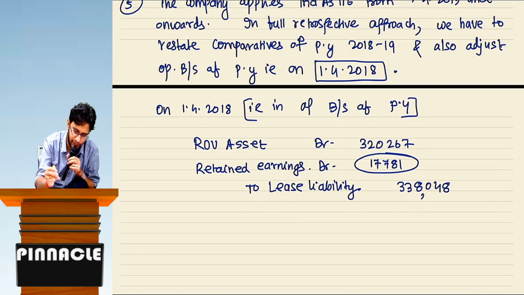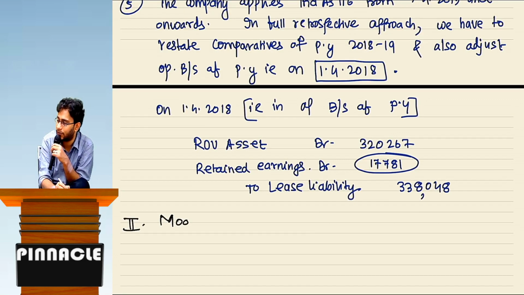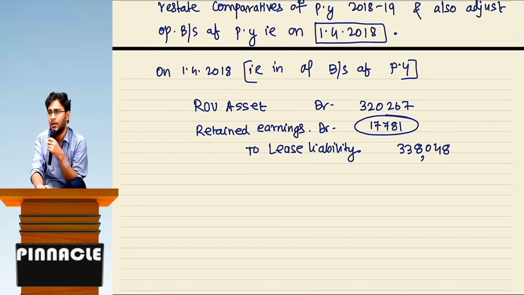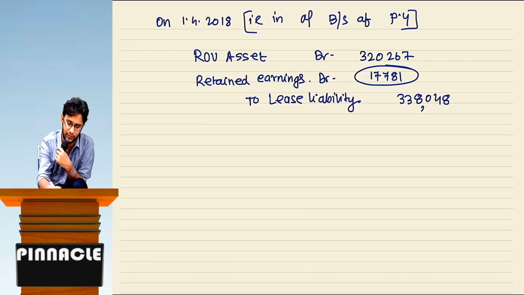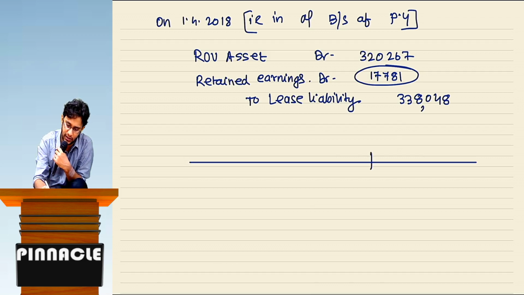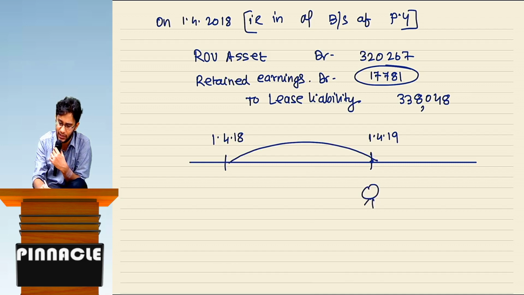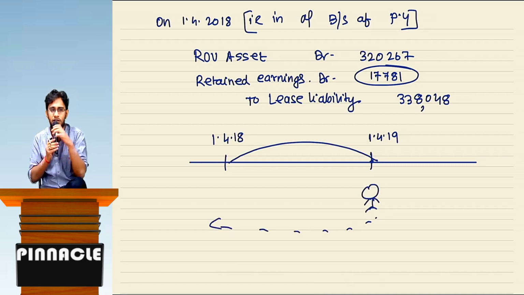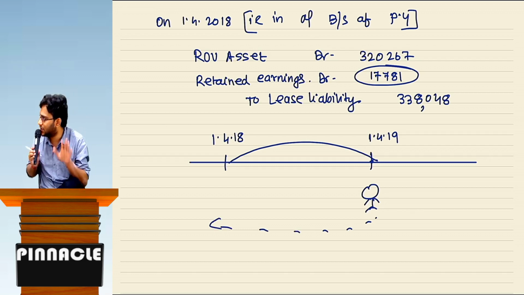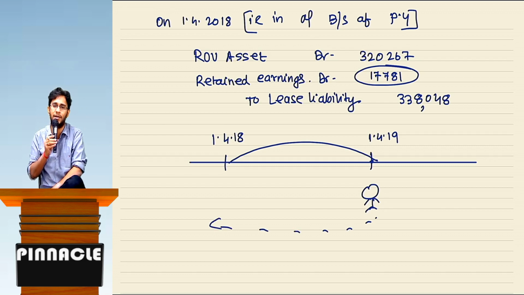Now let's come to the modified retrospective approach. Dummy entry, sir. Correct. He's asking whether you will really pass the entry. See, really I cannot pass. No, obviously. It was a good question. I am actually standing on 1/4/19. 1/4/18 is a past concluded period which is already over, sir. And on 1/4/18, I did not apply Ind AS 116. So if I'm standing here, I cannot walk back in time and change my accounting entries. It is just for the sake of restatement purpose that you have to do it.